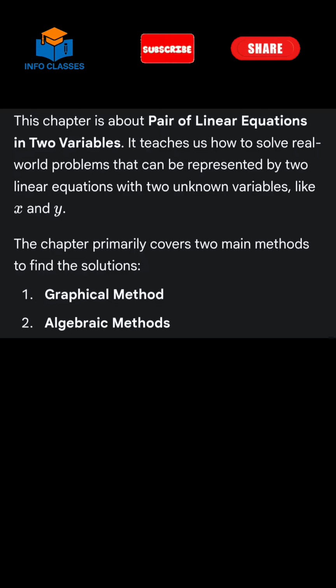This chapter is about pair of linear equations in two variables. It teaches us how to solve real-world problems that can be represented by two linear equations with two unknown variables like x and y. This chapter primarily covers two main methods to find the solutions: graphical method and algebraic method.